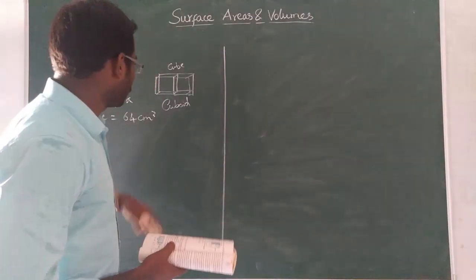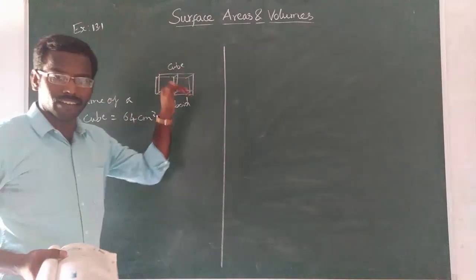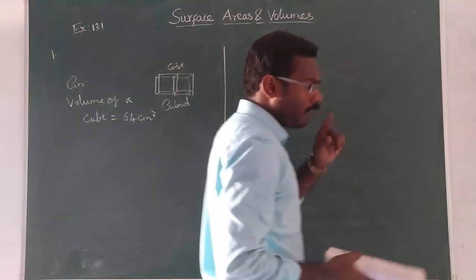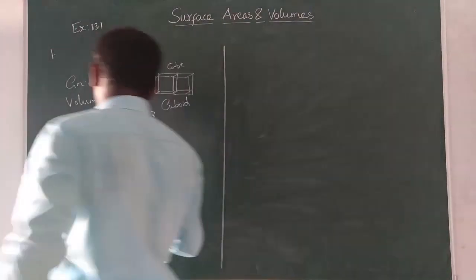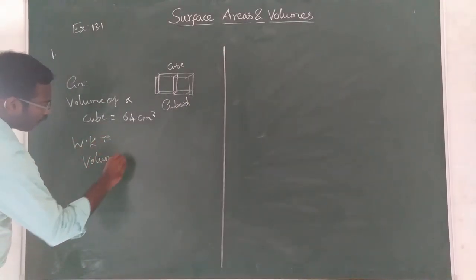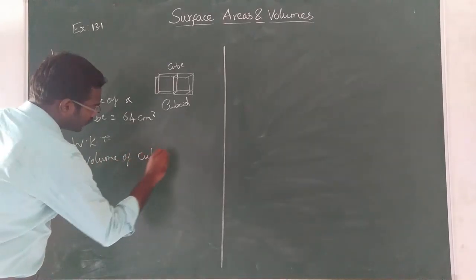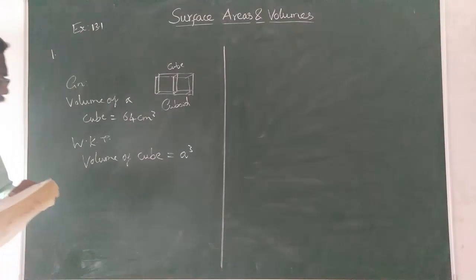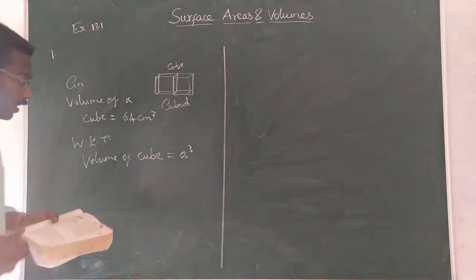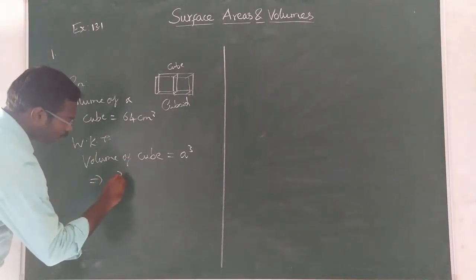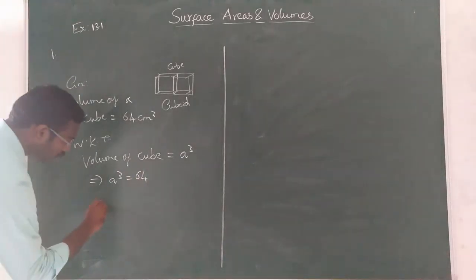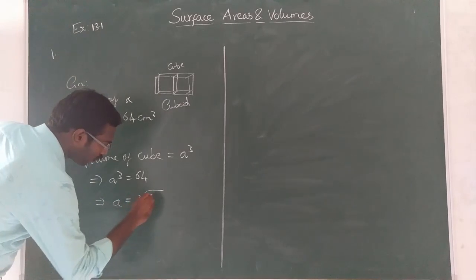So first, what will we do? See the cubes. If the cube sides are given, then it is okay. But nothing is given. Only volume is given. You know the volume of cube formula. We know that volume of cube is equal to a cube, isn't it? So in this place you substitute, and you will find the a value. That gives a cube equal to 64. Therefore a is equal to cube root of 64.